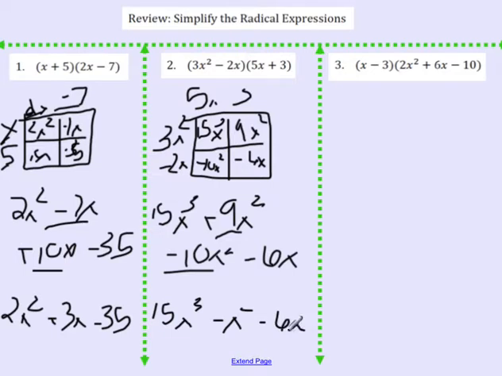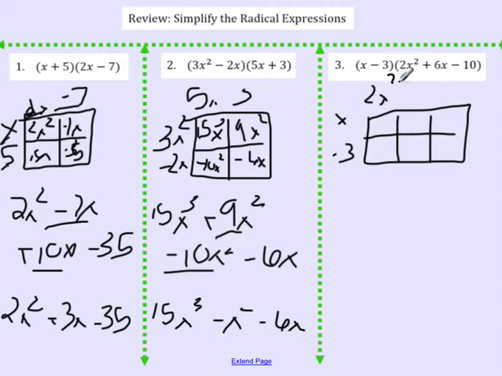Now taking a look at number 3, it's the same thing, except this time my box is going to be 3 long. So I have x minus 3 here, and I have 2x squared, 6x, minus 10. Now I multiply into the box. X times 2x squared is 2x to the third. 6x times x is 6x squared. Negative 10 times x is negative 10x. Negative 3 times 2x squared is negative 6x squared. Negative 3 times 6x is negative 18x. And negative 3 times negative 10 is positive 30.